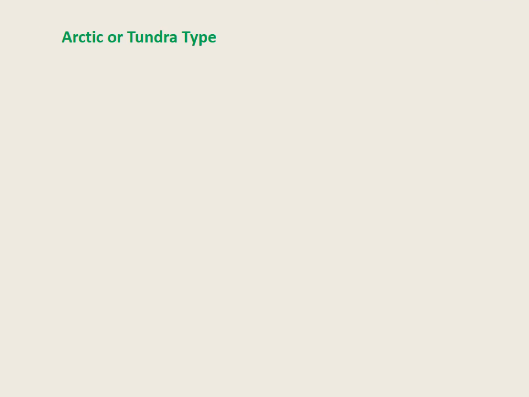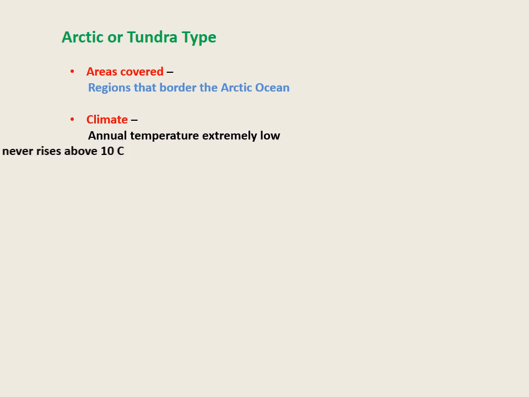The next type is the Arctic or the tundra type. Areas covered. This climate type is found in regions that border the Arctic Ocean. Climate. The mean annual temperature here is extremely low. The summer months are short and cool, with temperatures rising above 10 degrees Celsius. The winters are long and severely cold.